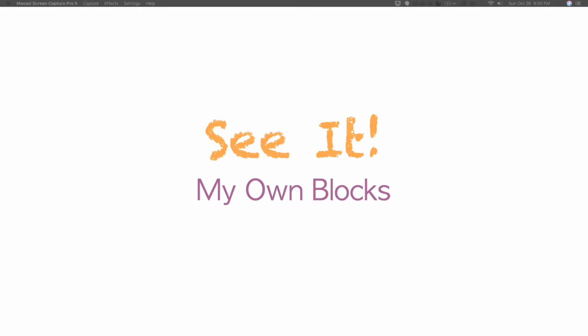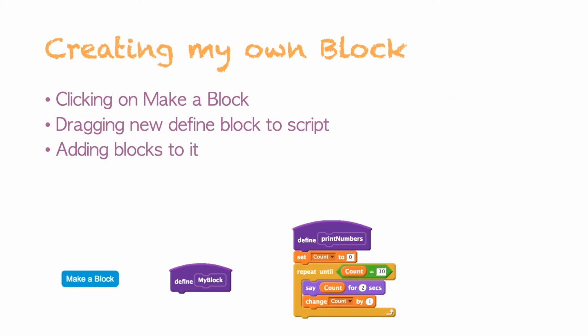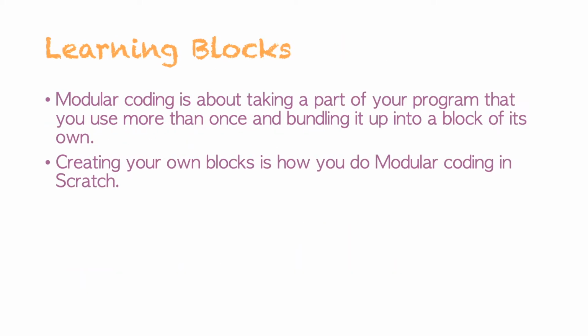The SeeIt video we'll be talking about today is a little different from the rest we've been going through. We've been using blocks all along, but now we get to create blocks of our own. So I want to talk a little bit about what we call modular programming. Modular programming is about taking parts of your program that do a particular thing and bundling them together. And that's kind of what we're going to be doing here with our own blocks, is bundling some stuff together and creating our own block from it.